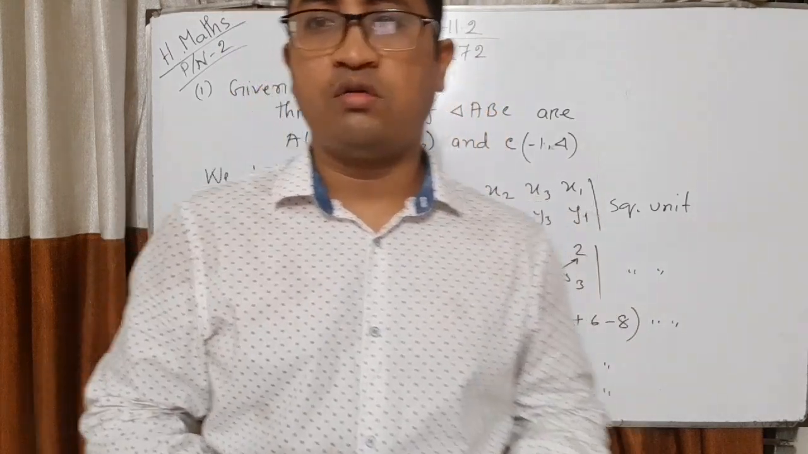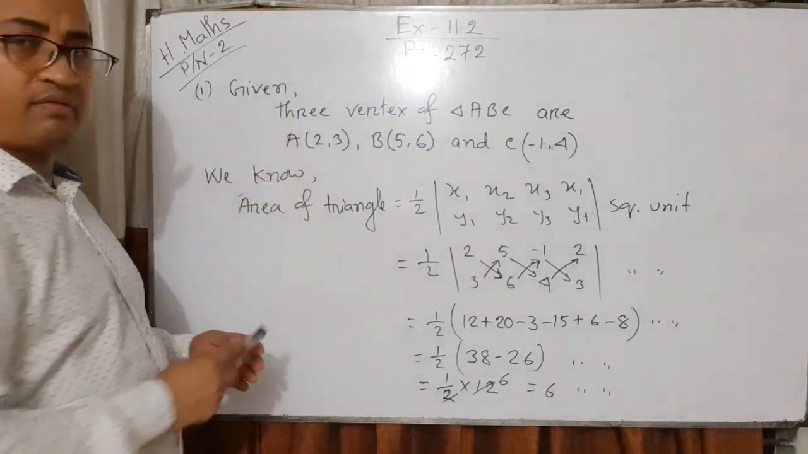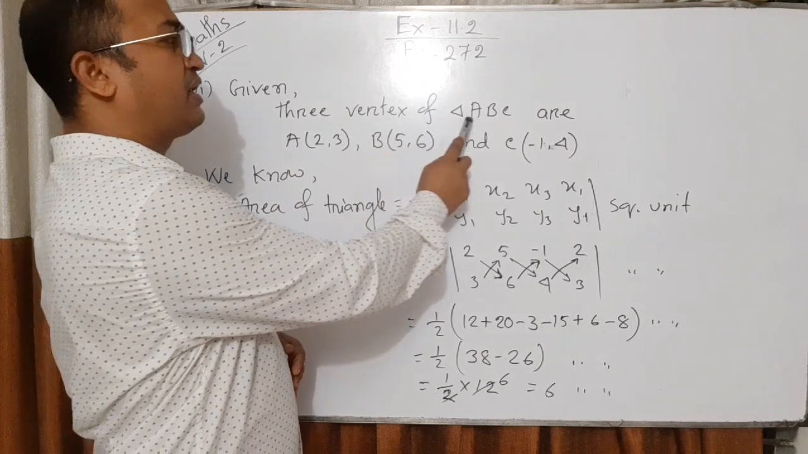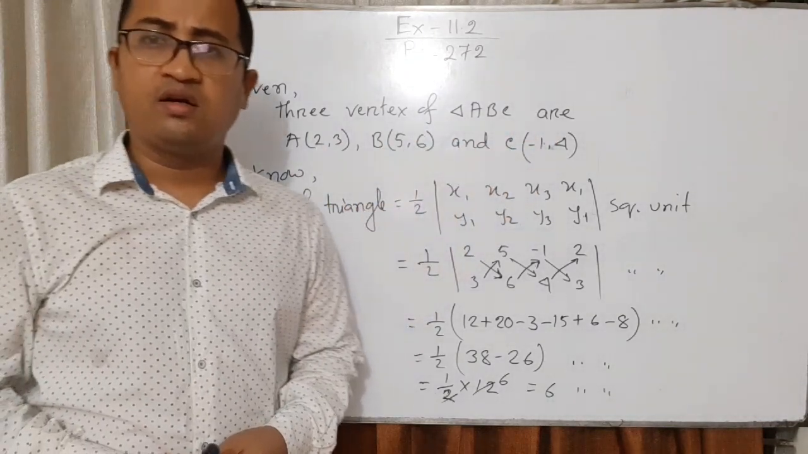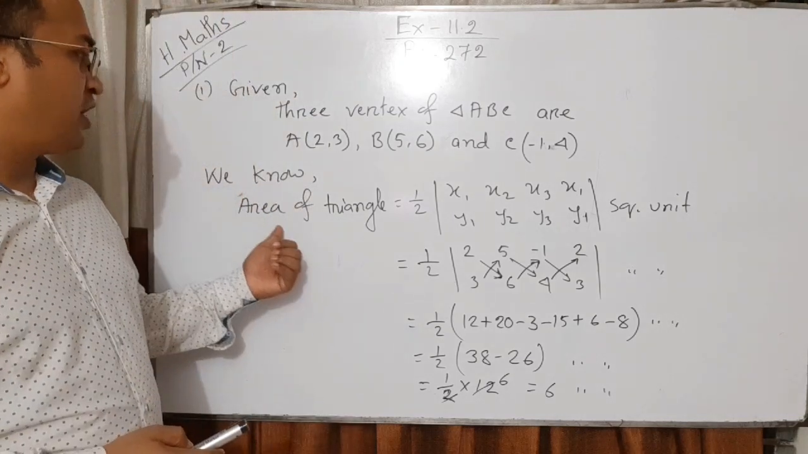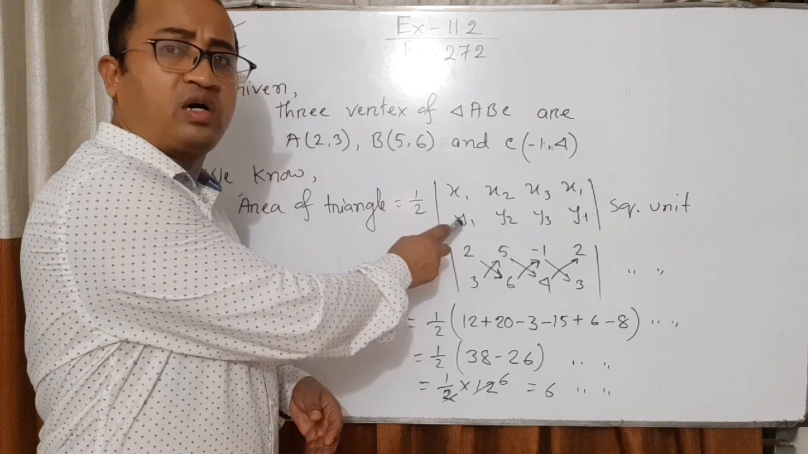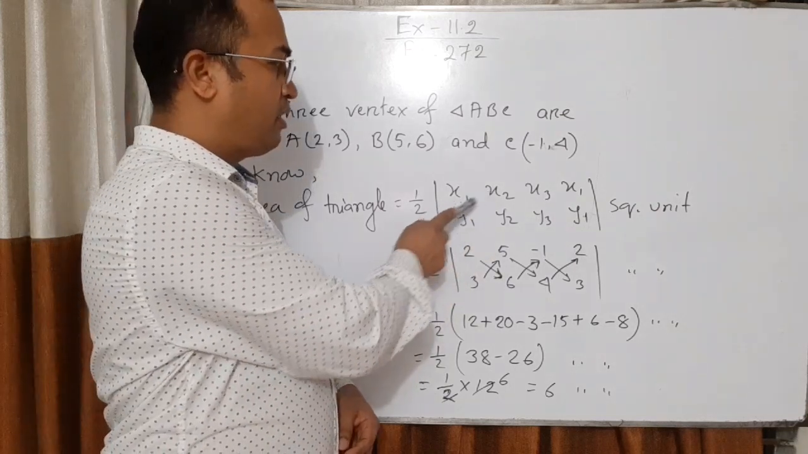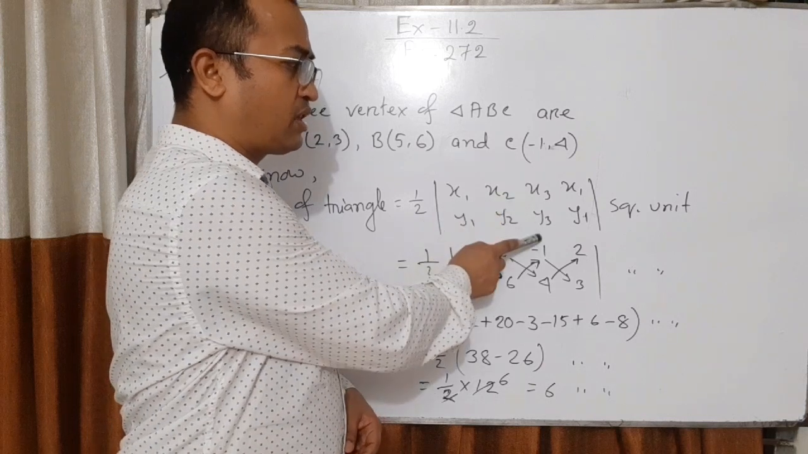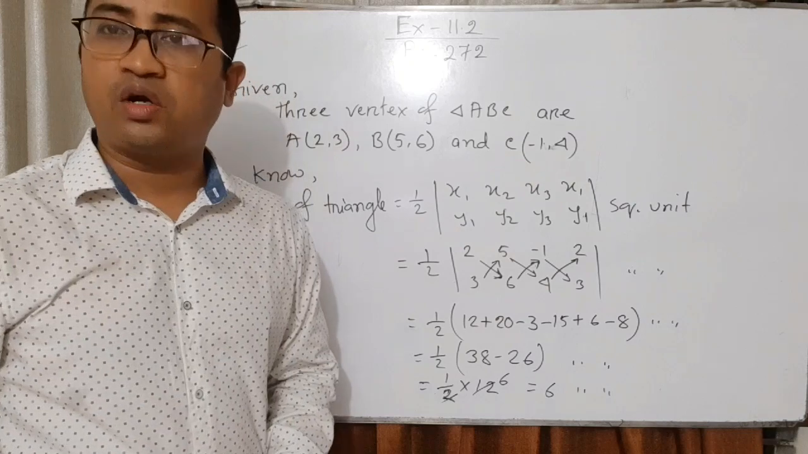Now look at the board. At first we will write given. Given: three vertices of triangle ABC are A, B, C. We know the area of the triangle is half of x1 y1, that is one vertex A, x2 y2, x3 y3, and again the first one is repeated, x1 y1.